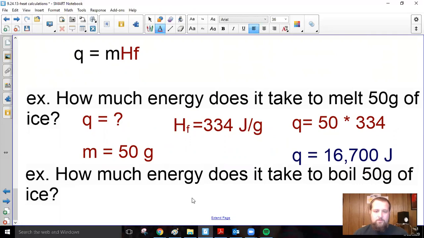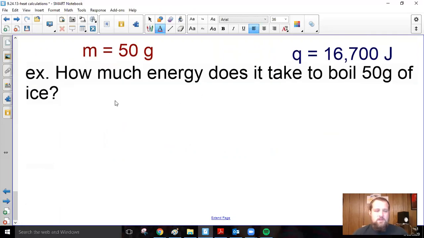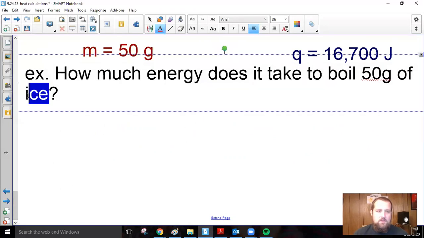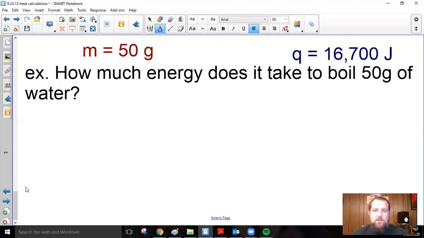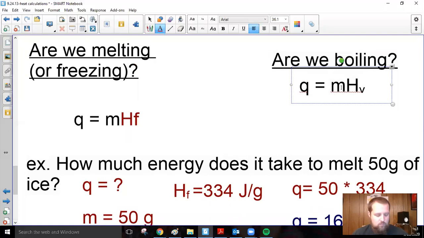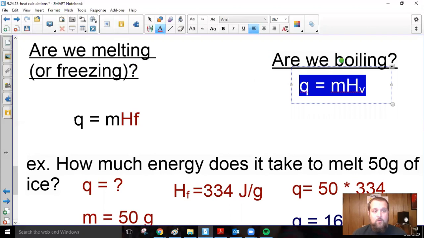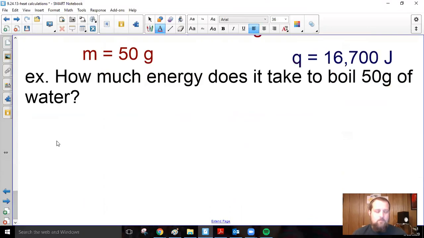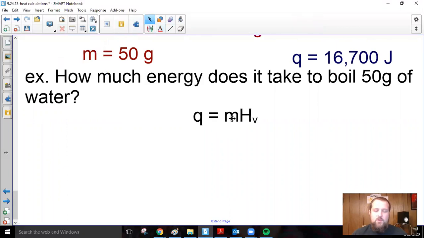We'll do one more example. How much energy does it take to boil 50 grams of, this should not say ice, this should say water. How much energy does it take to boil 50 grams of water? Because it's boiling, we're going to be using this formula. There's no temperature change when you're boiling. And once again, this one's straightforward.